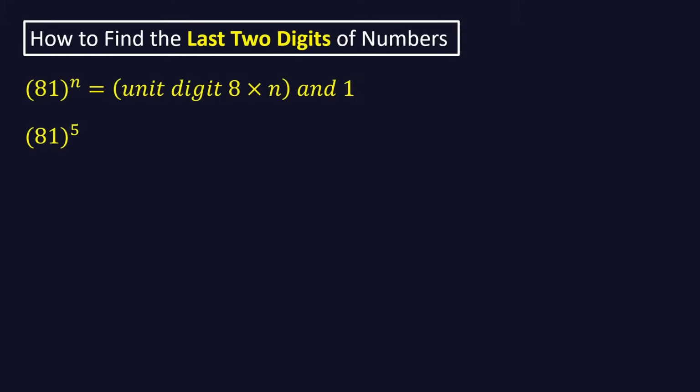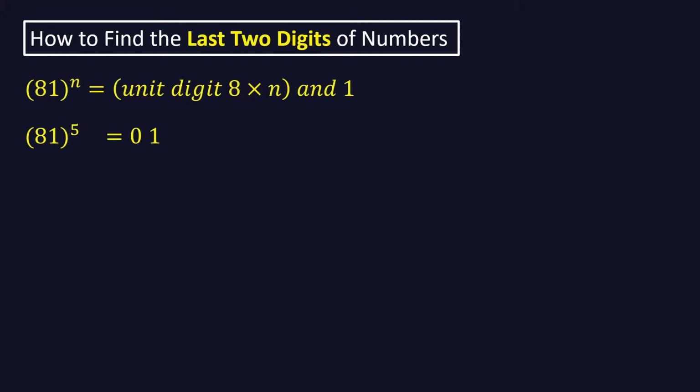First you multiply 8 with 5, which is going to give us 40, and take the unit place digit, which is 0, and simply place 1 in the unit place of this number to get the last two digits of the number 81 to the power 5.